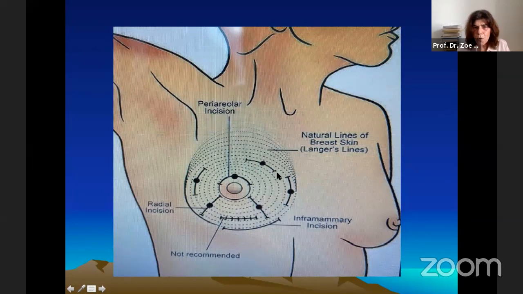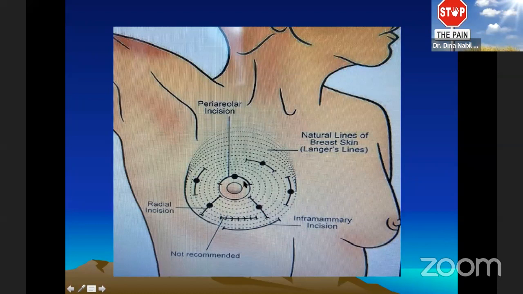Okay, this also is the area that you have to be very careful how to approach. But this should not be accepted. So inframammary incision is the one that I do now. And periareolar, minimal invasive surgery in breast, indeed.